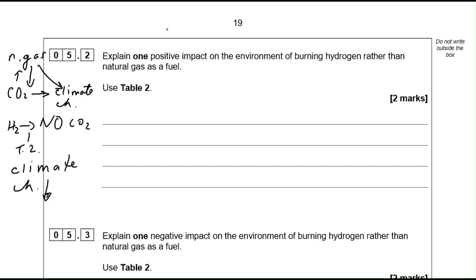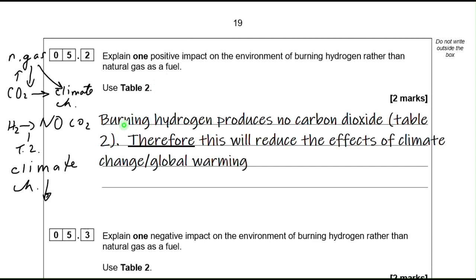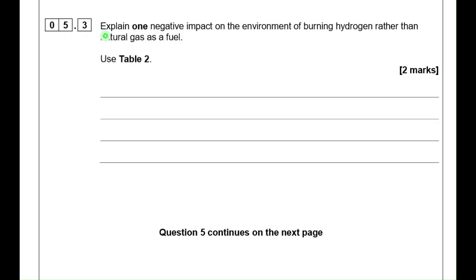effect of climate change. So in order to get 2 marks, we must write in the space provided: burning hydrogen produces no carbon dioxide. See table 2. Therefore, underlined because it's an explain, this will reduce the effects of climate change or global warming. 1 mark for producing no carbon dioxide, 1 mark for reducing climate change. 2 marks.